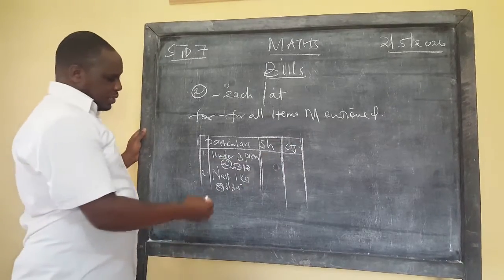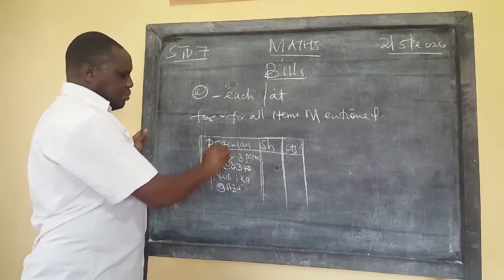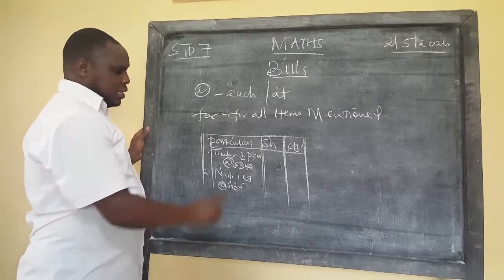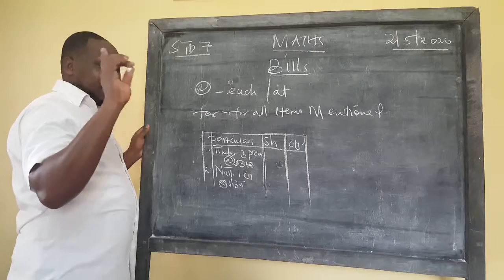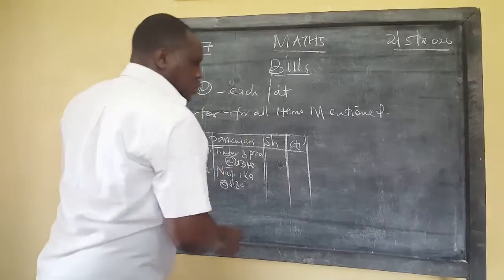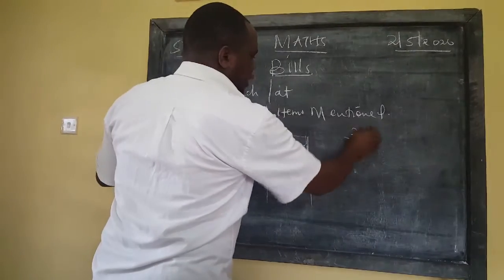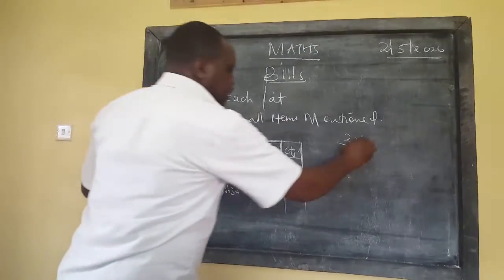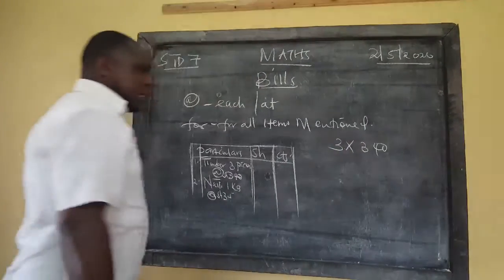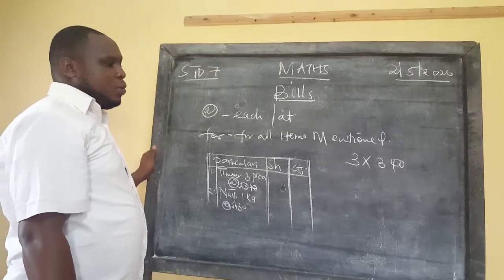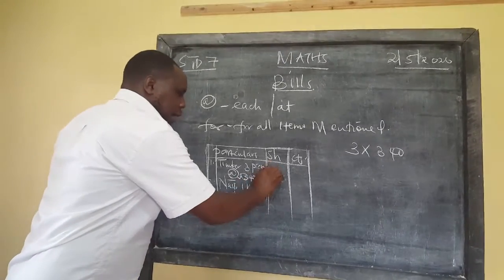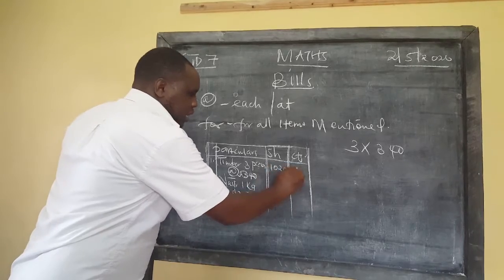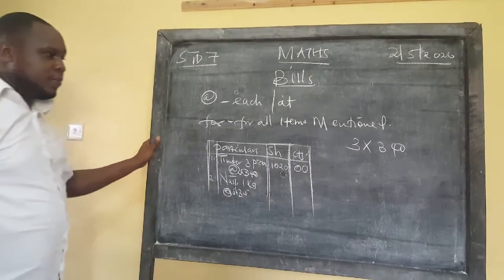So here you say, item number 1 is timber, and that costed 340. At means per item, each. So how many pieces do we have? We have 3 pieces, and each one is costing 340. So you multiply to get the total. That will give you 1,020 shillings. So here I write 1,020 shillings. There are no cents, 0 cents.